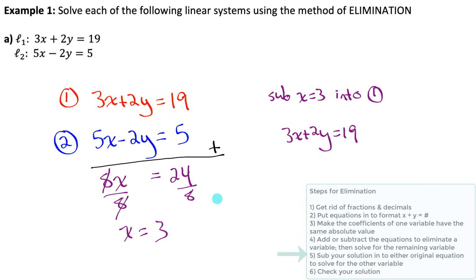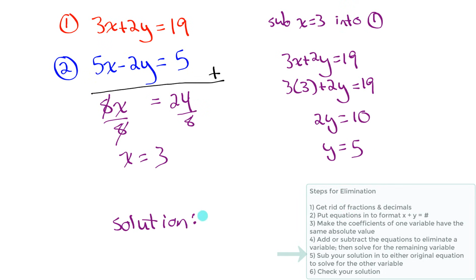So there's equation 1. I'm going to replace x with 3 because that's what we solved for it to be equal to. And now I'm going to solve this new equation for y. 3 times 3 is 9. I'm going to subtract that to the other side. 19 minus 9 is 10. Divide the 2 over. 10 divided by 2 is 5. So my solution to this equation is x equals 3, y equals 5.